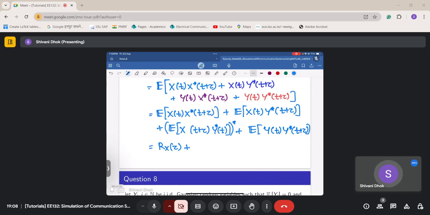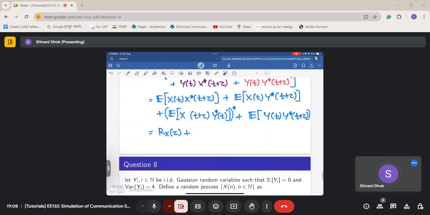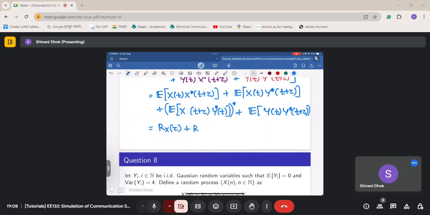The second term that we are having here is simply your rxy of tau. So this is how we had defined this. So this is your rxy of tau. The third term here is simply rxy of minus tau. So you have t plus tau here and not with y. So you'll have a minus thing coming here.